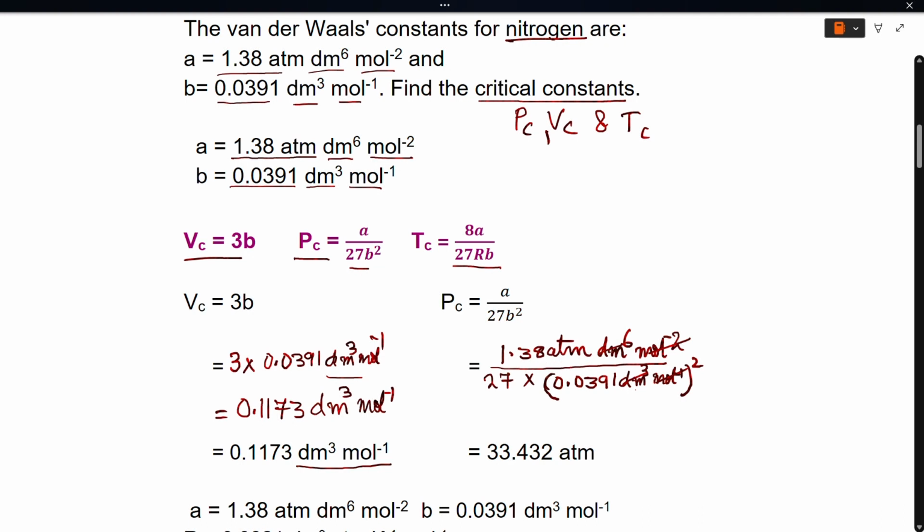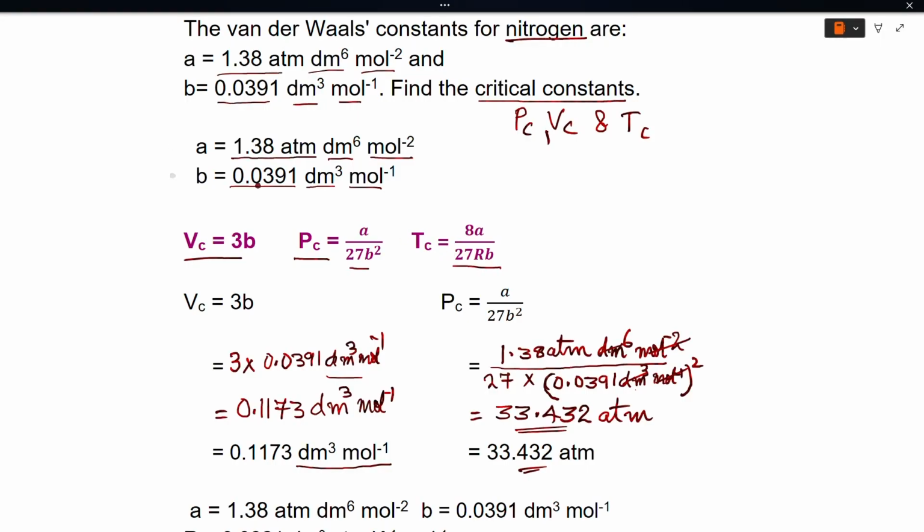Now, using a scientific calculator, you solve the problem 1.38 divided by 27 into 0.0391 squared. The answer will be 33.432 and the only unit left out is atmosphere. So, that will be the answer for Pc. So, we have found out Vc and Pc. Next, we have to find out Tc. Now, before going to Tc, the data given are a and b, and in Tc you can see that there is no value of R given here.